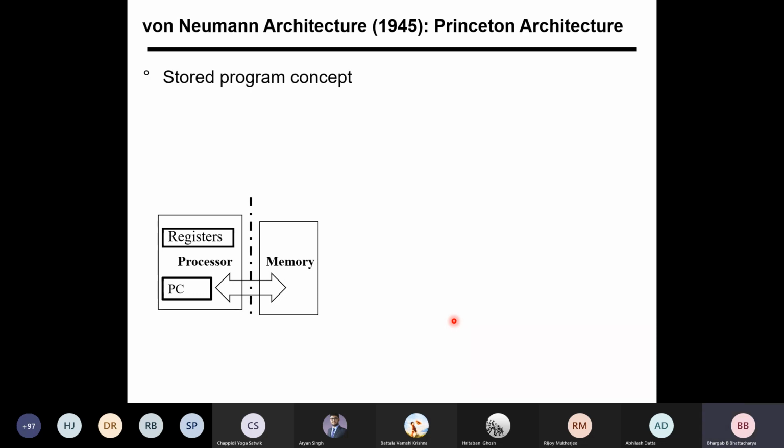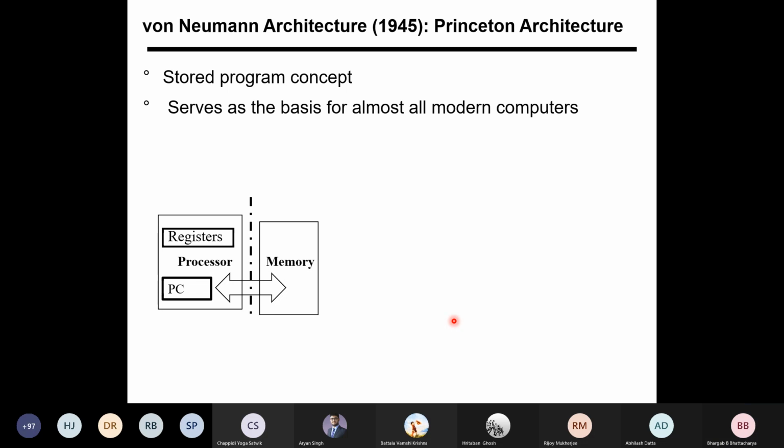So this is a stored program concept. Your program is a code segment, and that is compiled and assembled, and then you get a binary string, a sequence of binary strings. So your program is also a binary file. Your data is also a binary file. So everything is stored in memory. There is no distinction between program or data. So this serves as the basis of all modern computers.